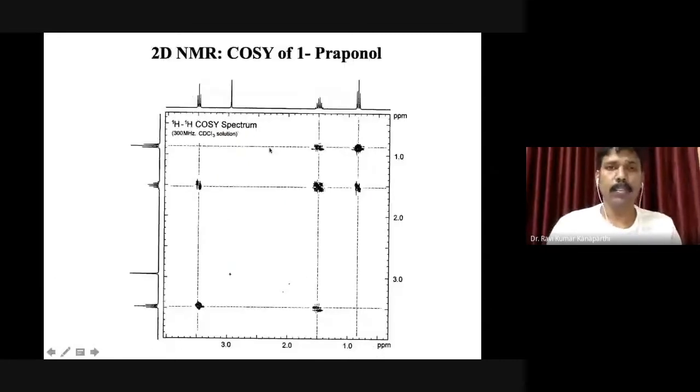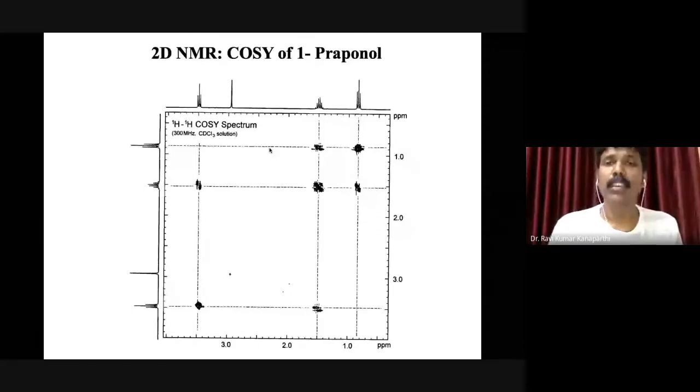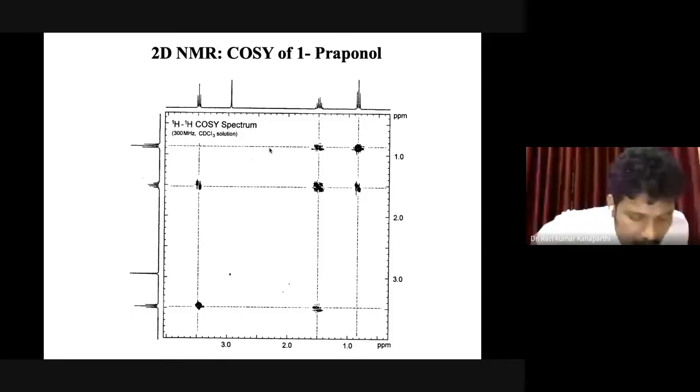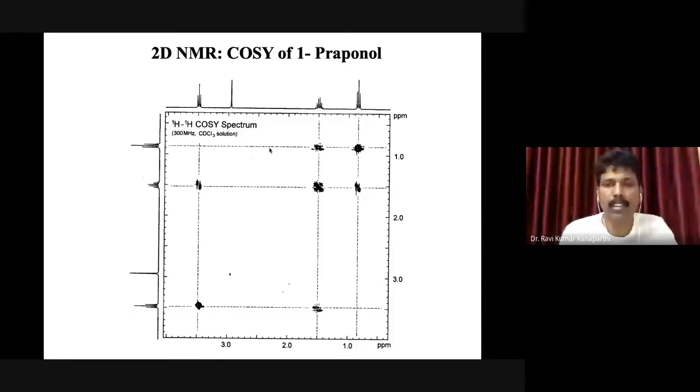So with this brief introduction, let me go and explain the correlation spectroscopy of 1-propanol. This is the simplest example to understand. It is very easy. Therefore, I picked this example to explain the concept of two-dimensional NMR spectrum. So you can see here.